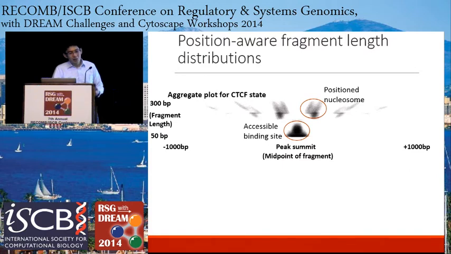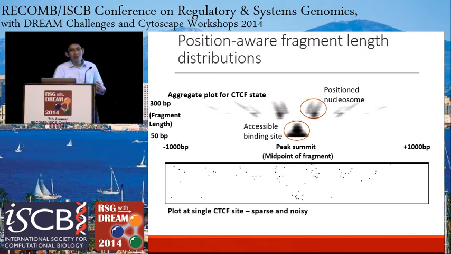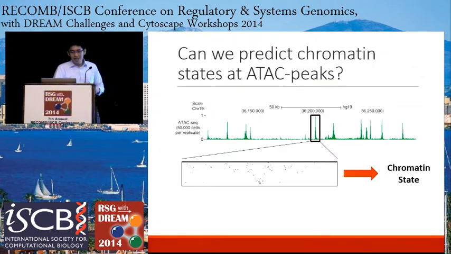Again, this is still an aggregate plot. Let's see what the data looks like at a single site. We see that it's way noisier, and it's very sparse. So we are going to try to identify the chromatin states from these two-dimensional fragment length distributions at ATAC-seq peaks. From a biological perspective, if we are able to do this, it would show that there is a clear relationship between the chromatin architecture at ATAC-seq peaks and the actual chromatin state.